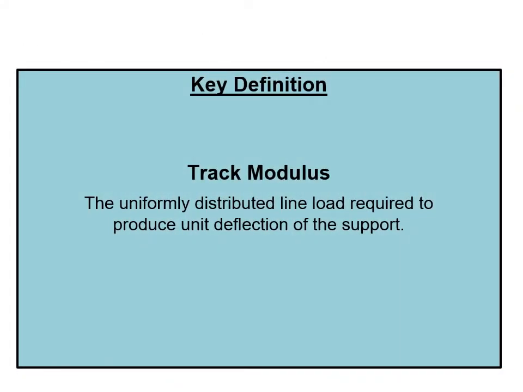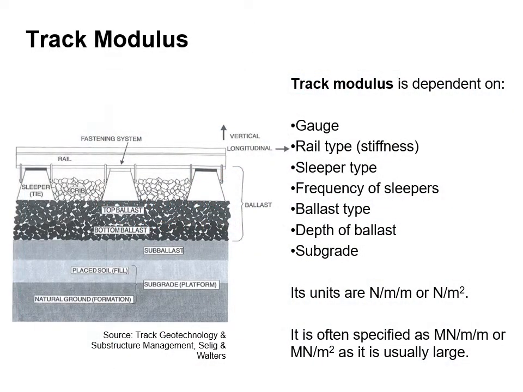So the track modulus is the uniformly distributed line load required to produce unit deflection of the support. So in summary, the track modulus is dependent on the gauge, the rail type or the stiffness of the rails, the sleeper type, the frequency or the spacing of the sleepers, the ballast type, the depth of ballast, and the subgrade. The units are typically newtons per meter squared, but it's often specified as mega newtons per meter squared, as it's usually a very large value.